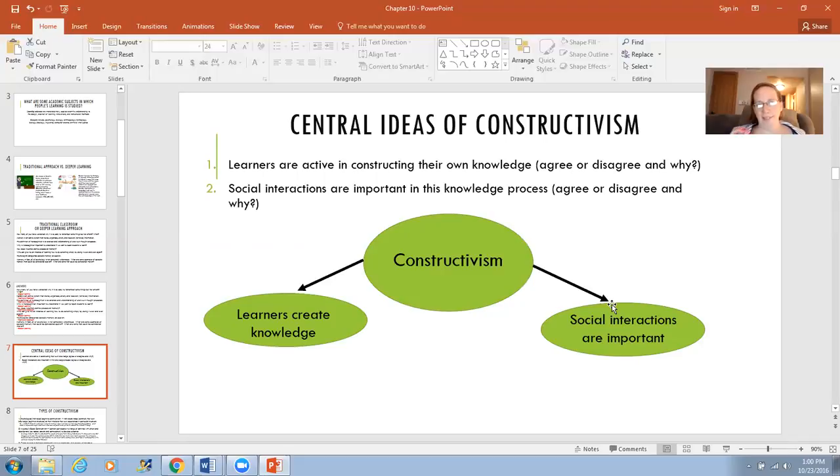So then my question to you is, do you agree or disagree with the statement that learners are active in constructing their own knowledge? And the second central idea of constructivism is that social interactions are important in this knowledge process. Do you agree or disagree, and why?